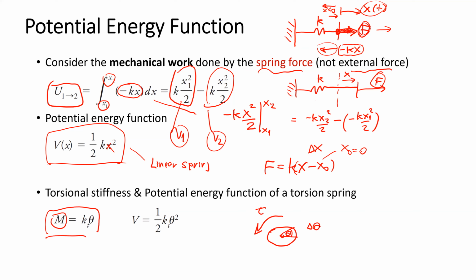When we have a bigger torsion angle, we have bigger torque, and the potential energy function for the torsional application is also similar to the linear application. We have torsional stiffness, and we have the angular displacement.